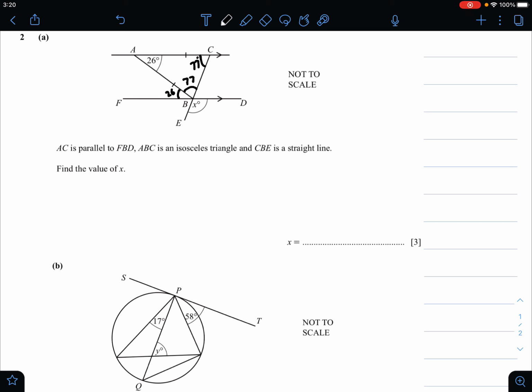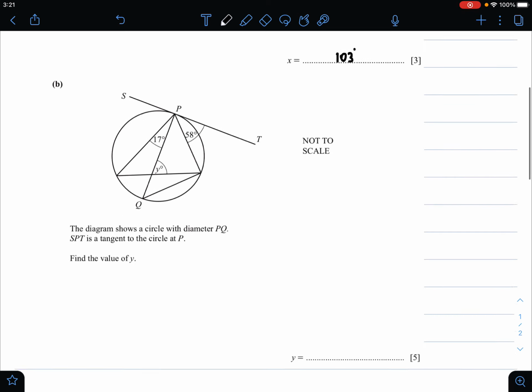Now another rule is that when there are two parallel lines and there is a line intersecting it like this, the opposite angles would be equal to each other. So the angle x would be equal to this entire angle that we just found. So that would be 26 plus 77 degrees. So therefore x will be equal to 26 plus 77, which is equal to 103 degrees. So therefore that will be our final answer for part A of this question.